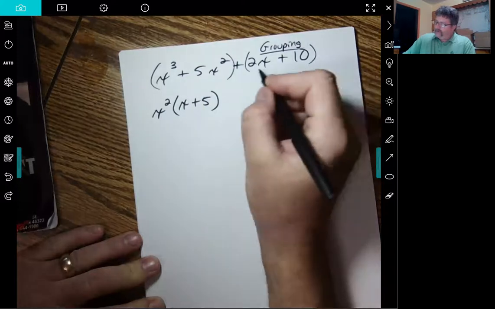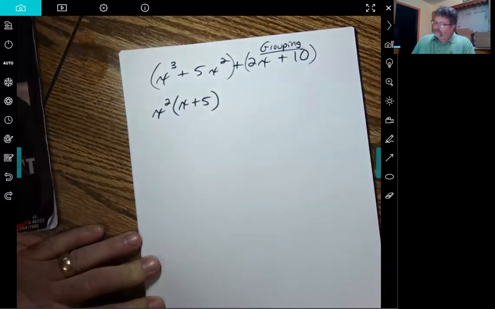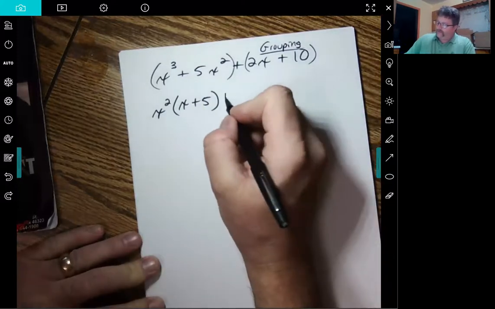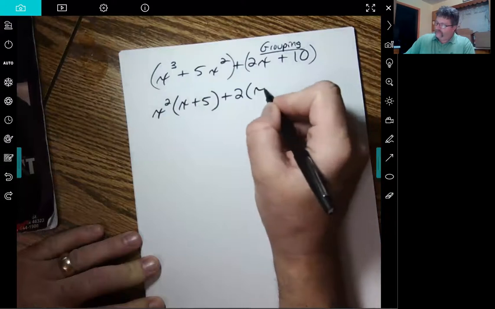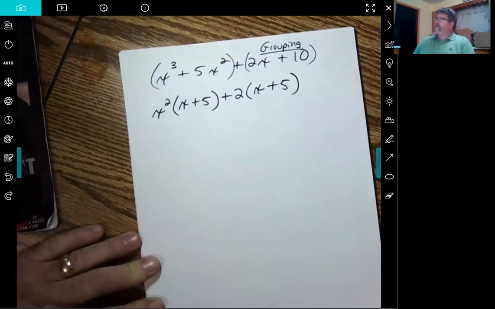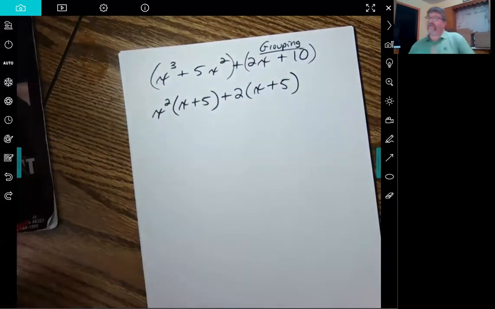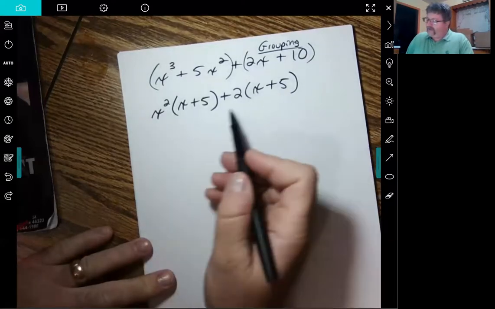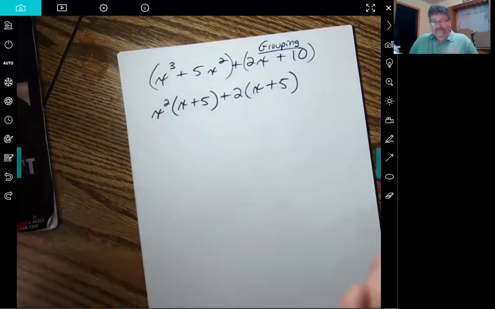What's common over here? Well, between a 2x and a 10, just a 2 would be common. So I'll say plus 2, x plus 5, right? So I factored out of my first group, I factored out of my second group, and shazam, I now have a common x plus 5. Okay, now these are very strategically set up problems to work like that.